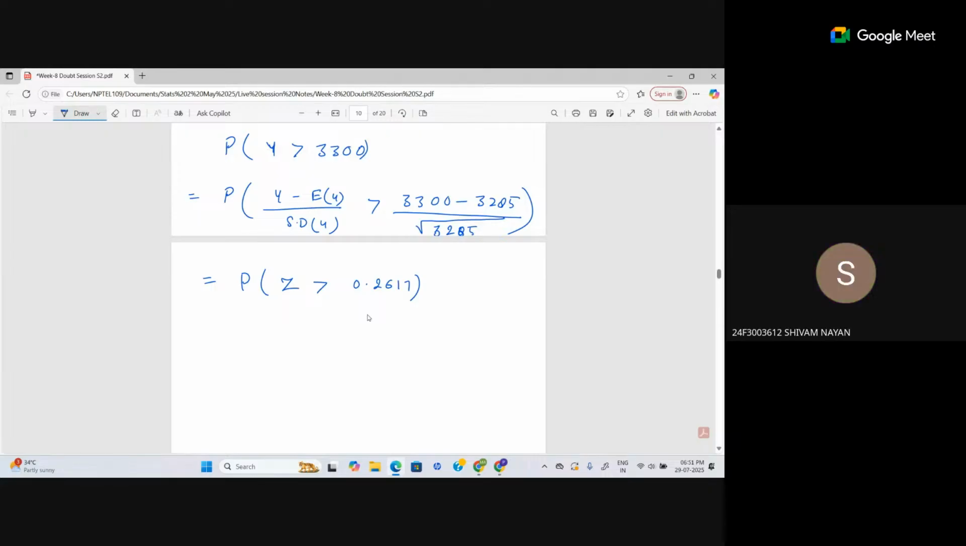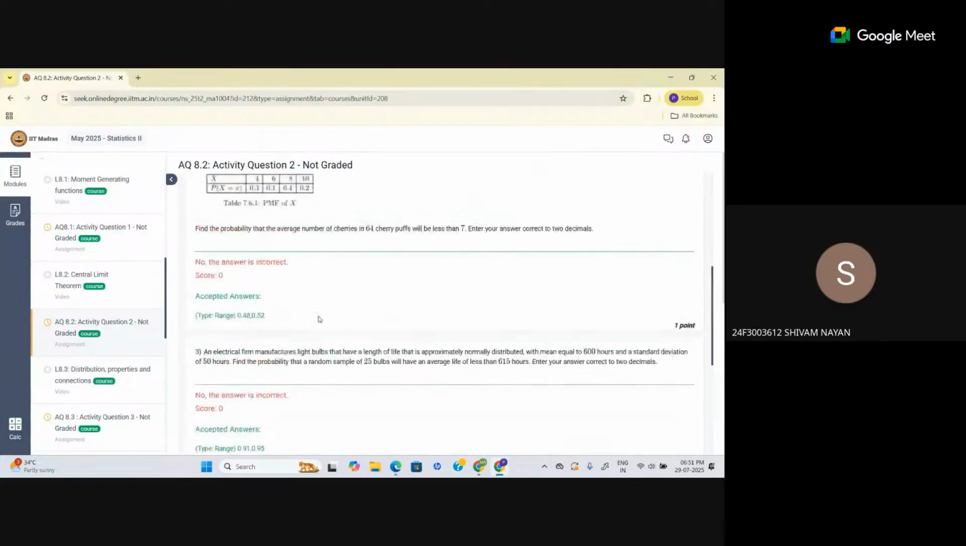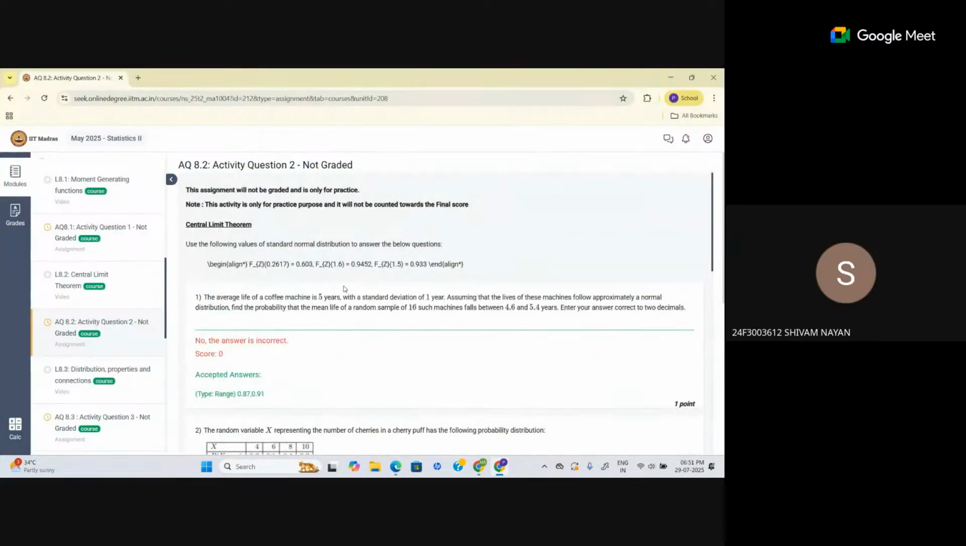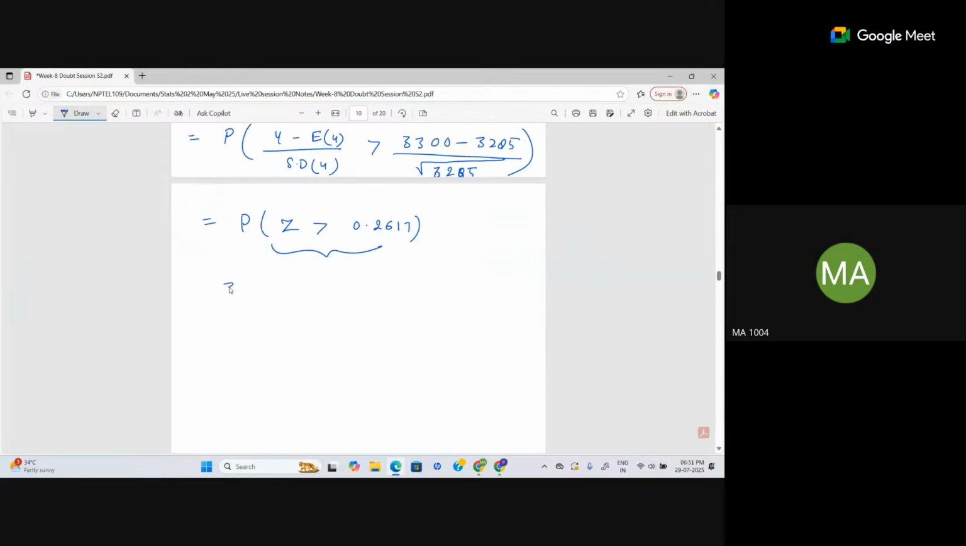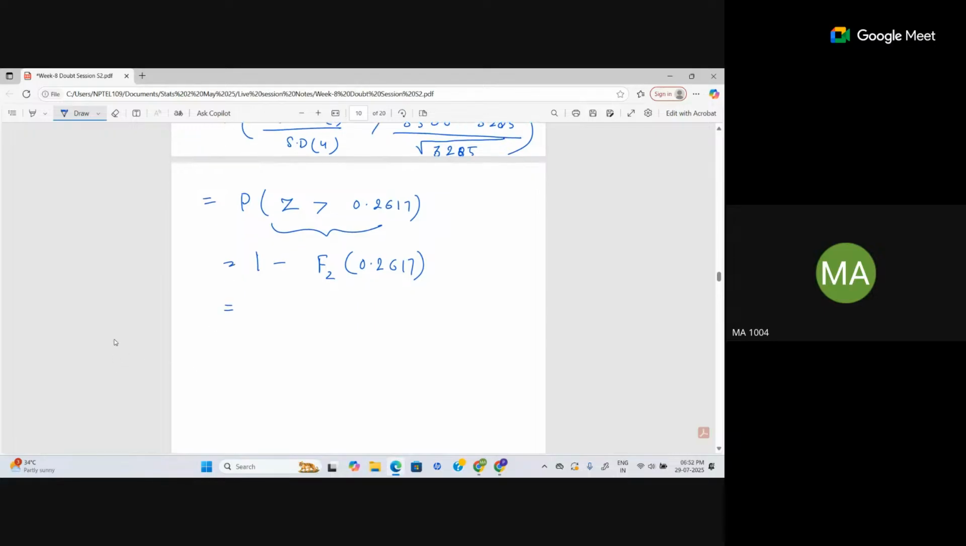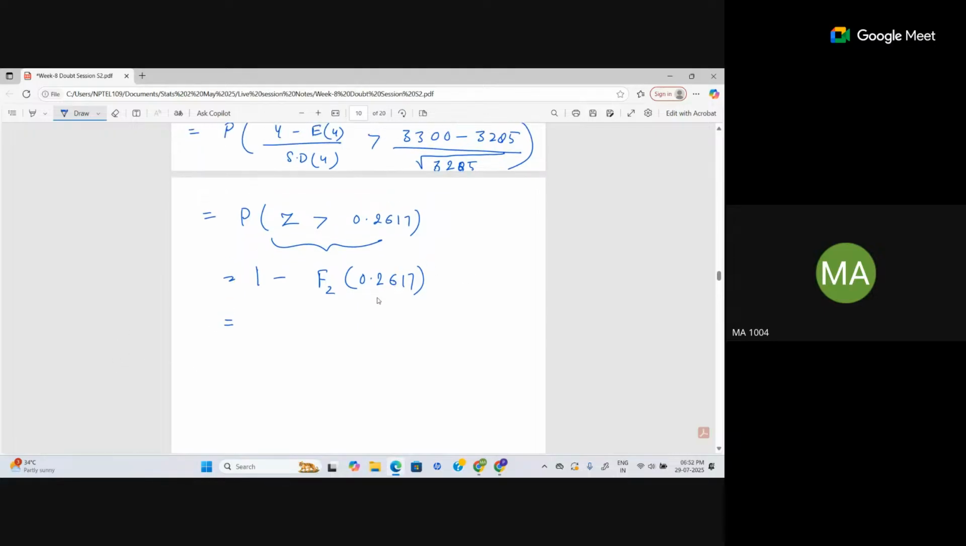And the probability of this is given. So the probability will be 1 minus the probability of Z less than 0.2617. We are given that Fz of 0.2617 is 0.603. Now we can write this as 1 minus Fz at 0.2617, right? Is it clear to everyone? Yes, ma'am. Okay, now just put the value.